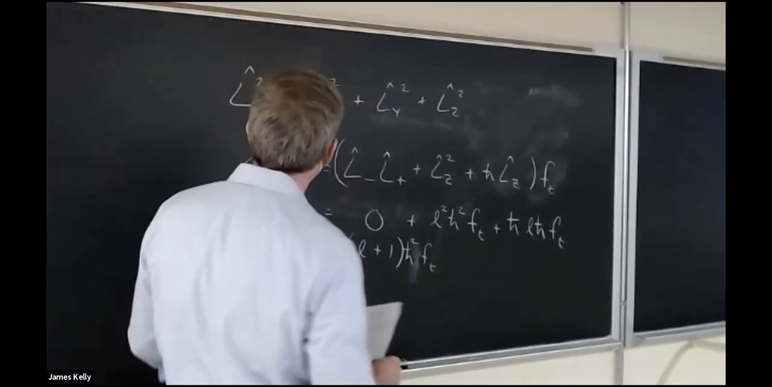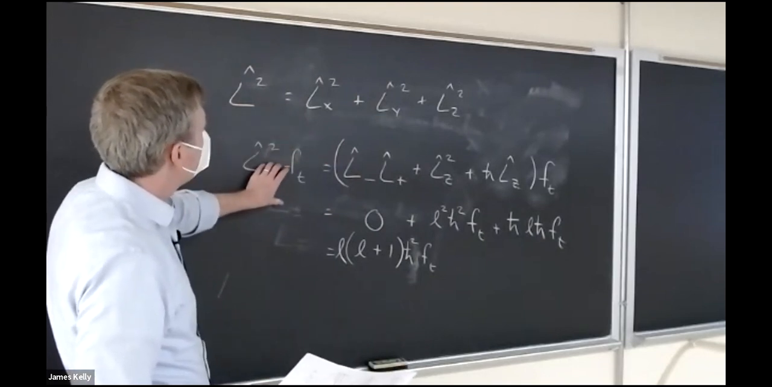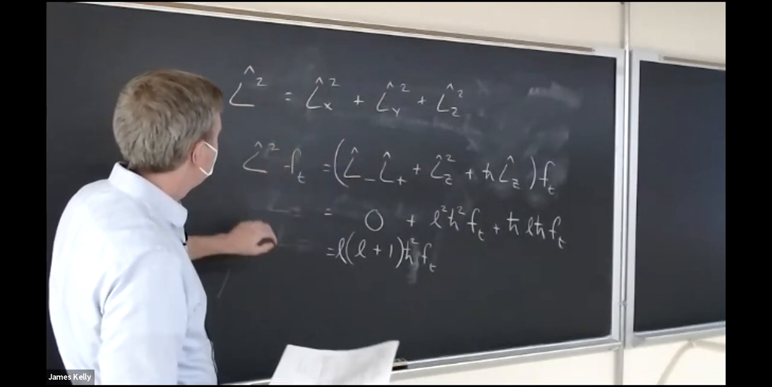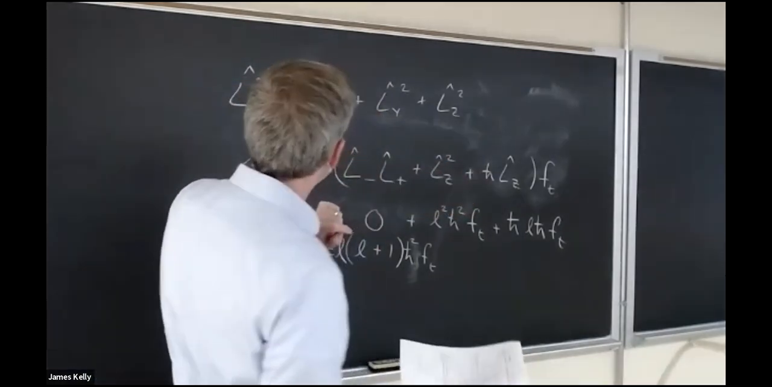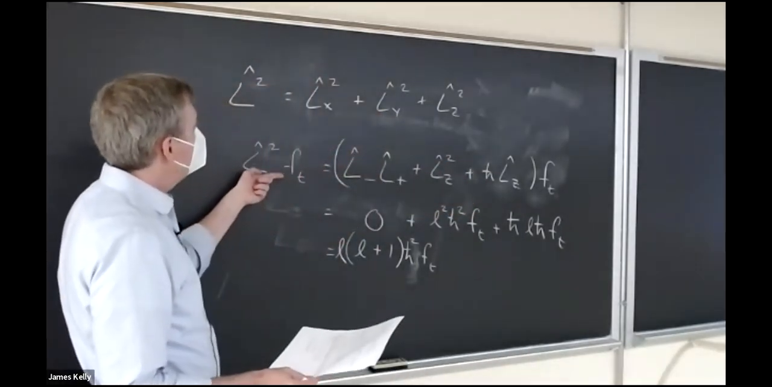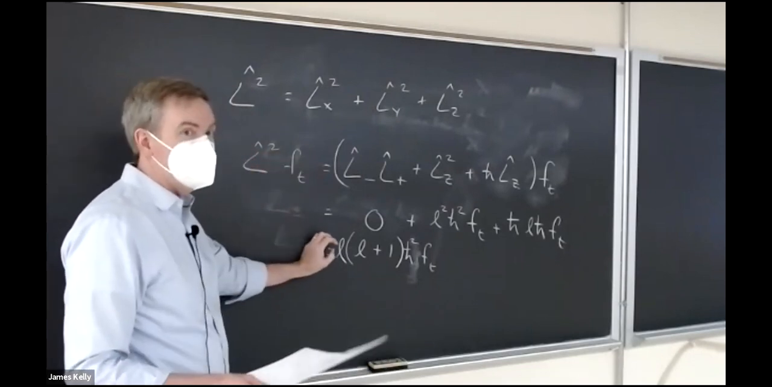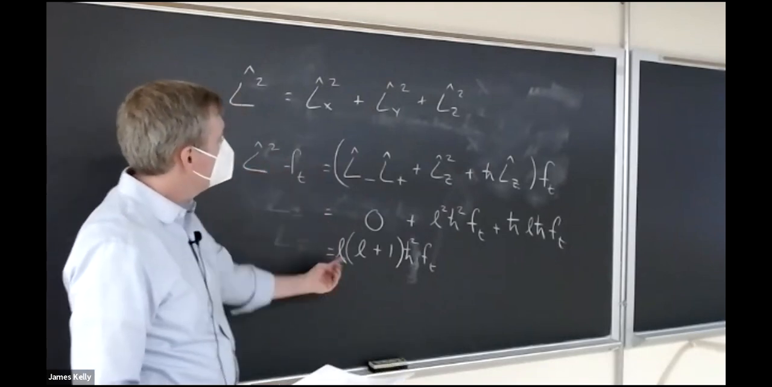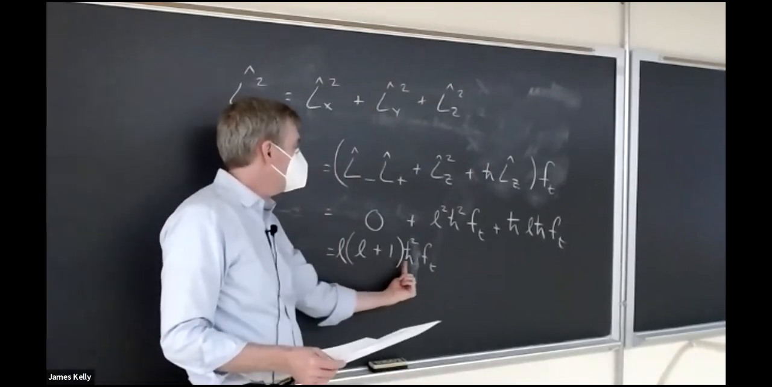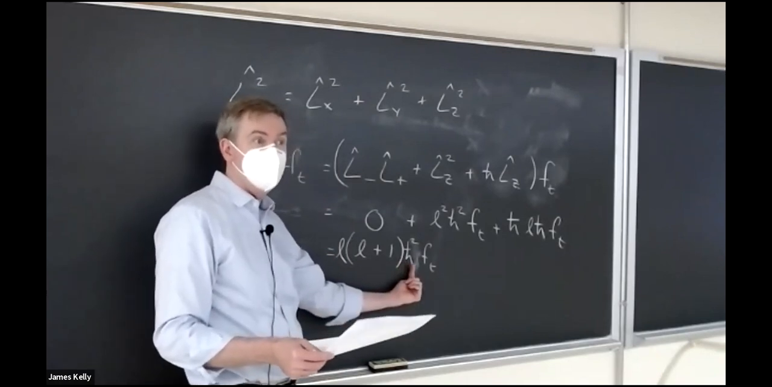So that means if we're on this ladder and there's a top rung such that we apply L plus to the top rung and get 0, and we're assuming the Lz eigenvalue is l times h bar, then the L squared eigenvalue is l times (l plus 1) h bar squared, which should hopefully ring a bell from modern physics.